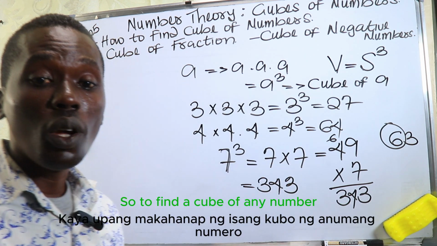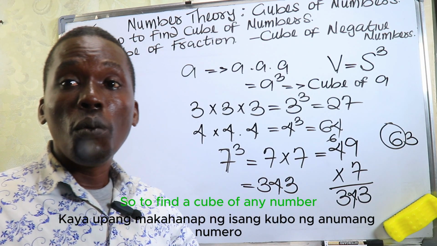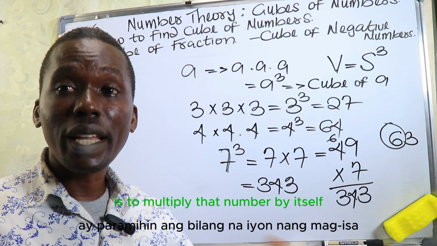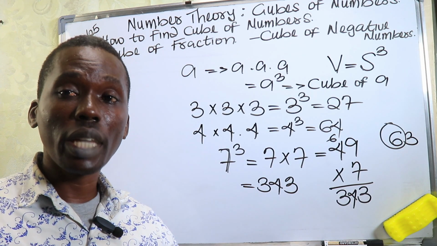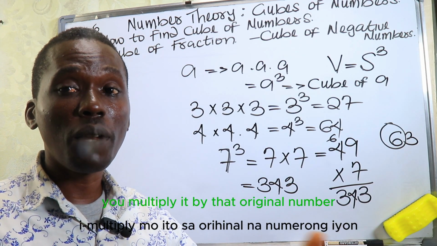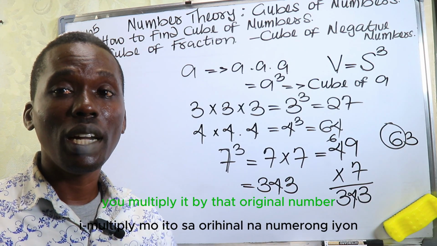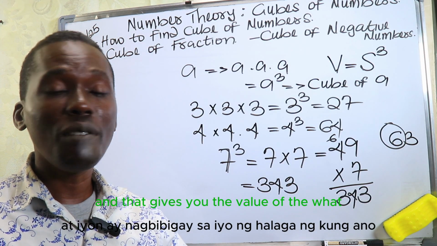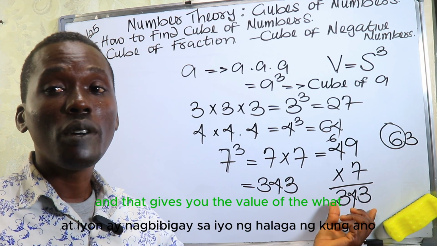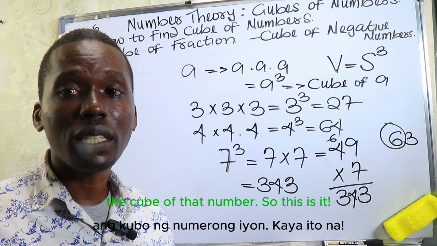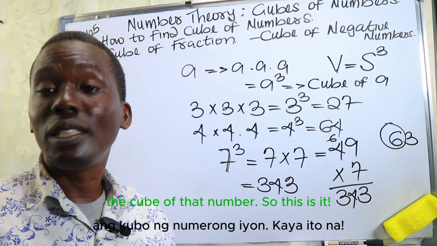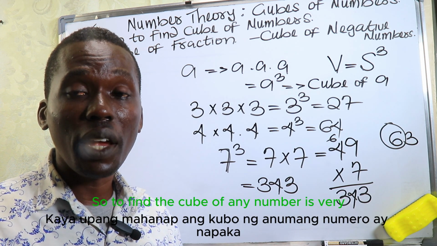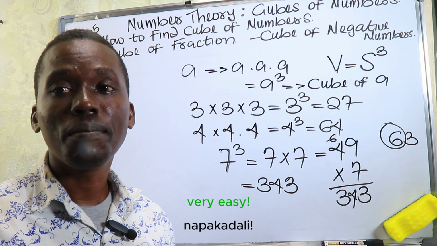So 7 to the power of 3 is simply equal to 343. To find the cube of any number, what you simply need to do first is to multiply that number by itself, and then multiply the product you get by the original number. That is multiplication 3 times, and that gives you the value of the cube of that number. So this is it. Finding the cube of any number is very, very easy.